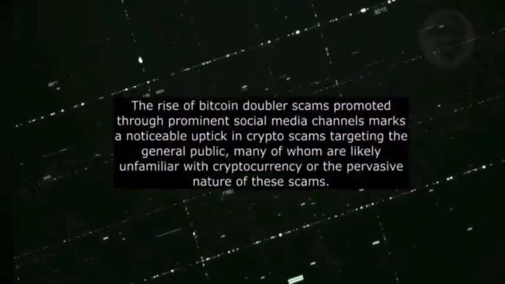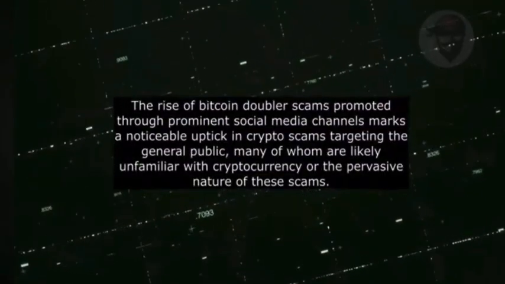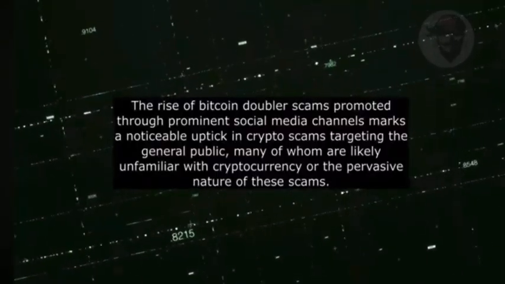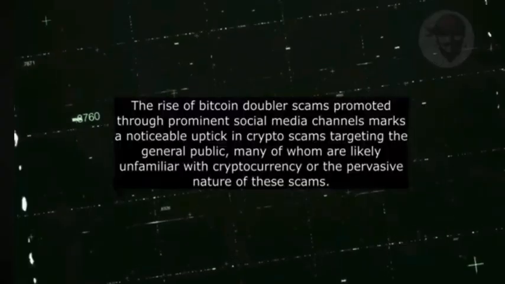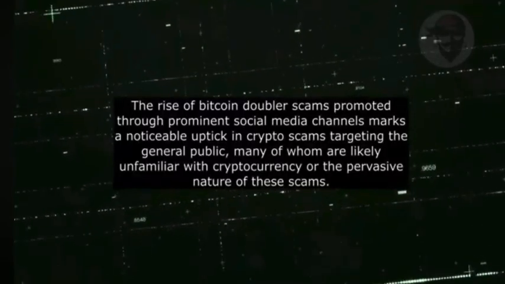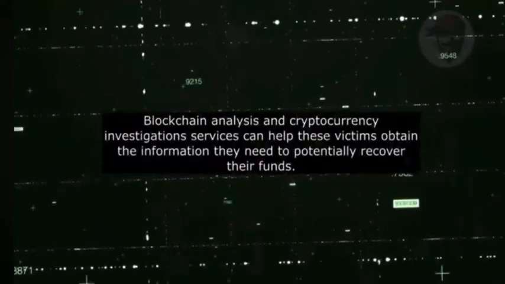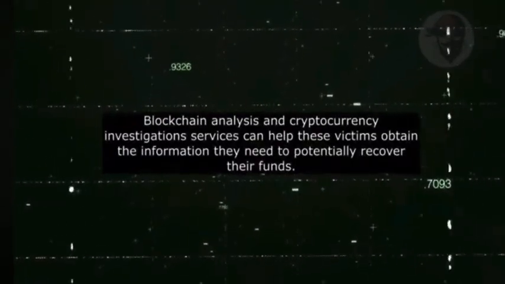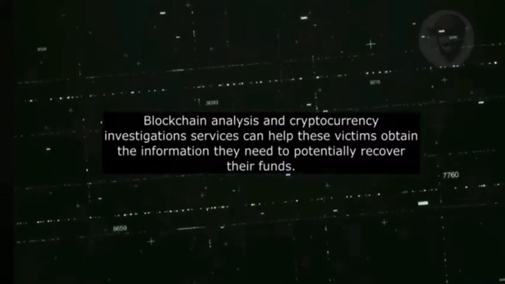What to do when you fall victim to a crypto scam. What investigators need so they can help recover your funds. The rise of Bitcoin doubler scams promoted through prominent social media channels marks a noticeable uptick in crypto scams targeting the general public, many of whom are likely unfamiliar with cryptocurrency or the pervasive nature of these scams. Blockchain analysis and cryptocurrency investigation services can help these victims obtain the information they need to potentially recover their funds.